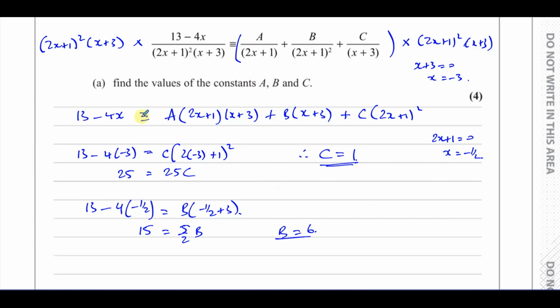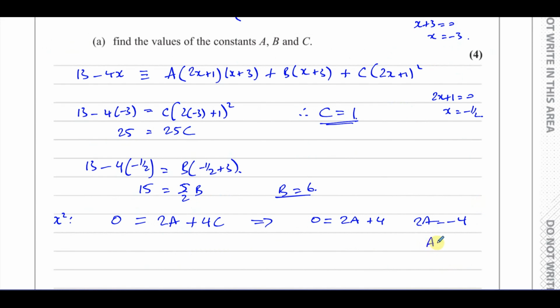So on this side, we don't have any x squared terms. If I compare the x squareds, I have 0x squared on this side. Here I'm going to have 2ax squared, so that will be 2a. And this won't give me an x squared term, but this will give me 4cx squared, because this becomes 4x squared times c, so that'll be plus 4c. Now I know c already is 1, so I can say that 0 equals 2a plus 4, so 2a equals negative 4, so a is therefore equal to negative 2.